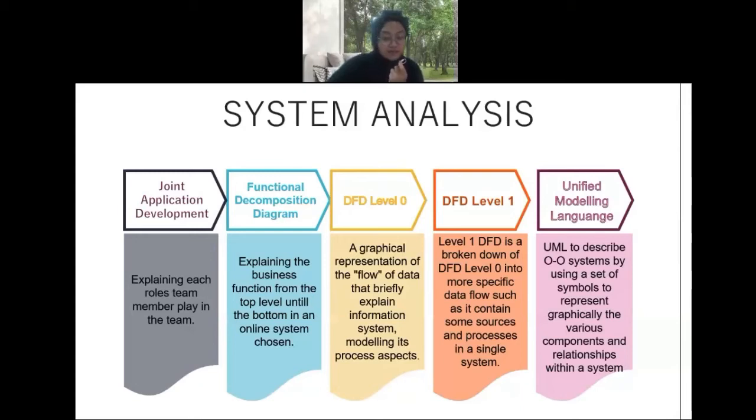And then the DFD level 1 is a broken down, more detailed data flow of the DFD level 0, which means it will be more specific. It contains some sources and processes in a single system. And then lastly, we will talk about the UML, which is used to describe object-oriented systems by using a set of symbols to represent graphically the various components and relationships within the system. Okay, next.